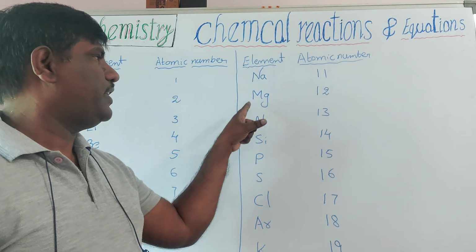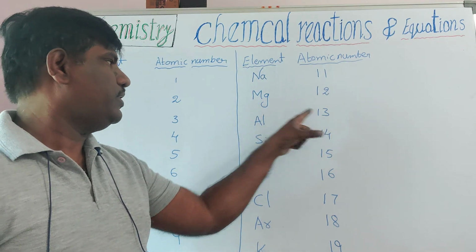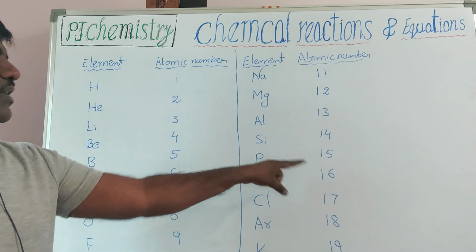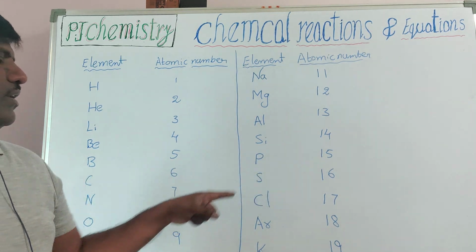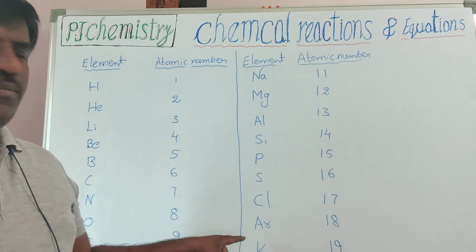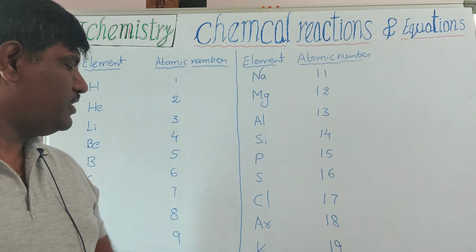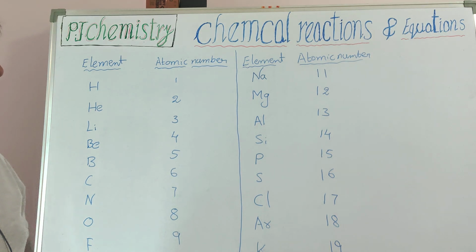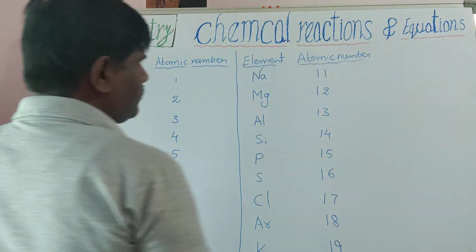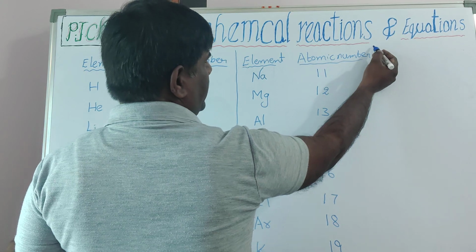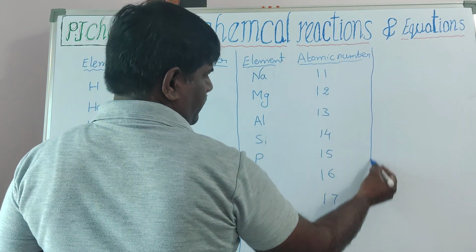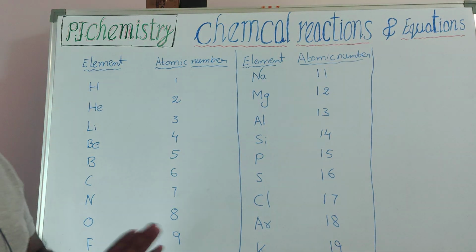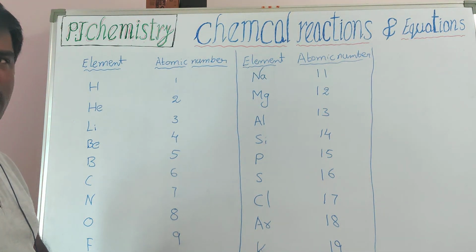Sodium 11, magnesium 12, aluminium 13, silicon 14, phosphorus 15, sulfur 16, chlorine 17, argon 18, potassium 19, calcium 20. Next, from 21 to 30. Till 20 at least you should have everything in your mind.